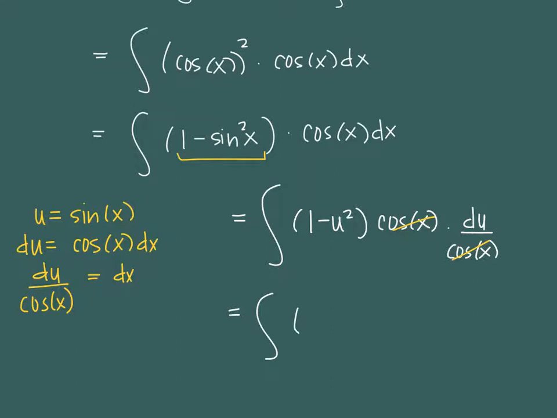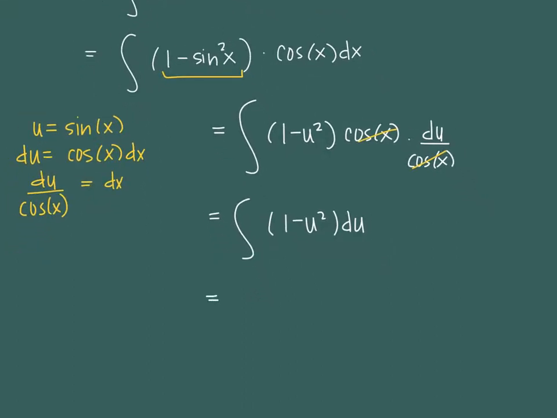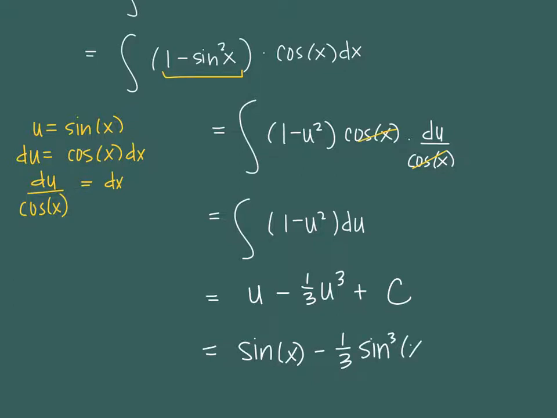And so I'm left with 1 minus u squared. And we can do the antiderivative of that without too much problem. So it was a trig substitution that preceded the u substitution. So I'm looking at u minus a third of u cubed plus c. And then you'll replace u with the original choice that you made. So it will be sine of x minus 1/3 of sine cubed of x plus c.